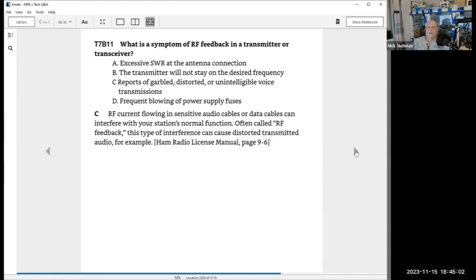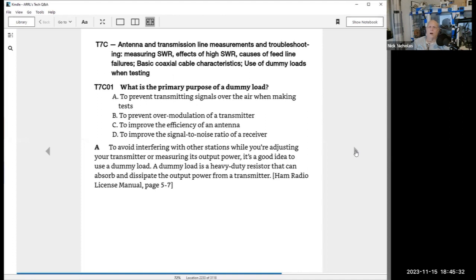What are the symptoms of RF feedback in a transmitter or transceiver? Answer C, reports of garbled, distorted, and unintelligible voice transmissions. Yeah, with feedback, it becomes garbled, distorted. That's a great description. Sometimes that feedback is because of cabling. So that's why you want your audio and your RF cables all shielded wherever possible. Sometimes you don't want to run them too closely together with each other.